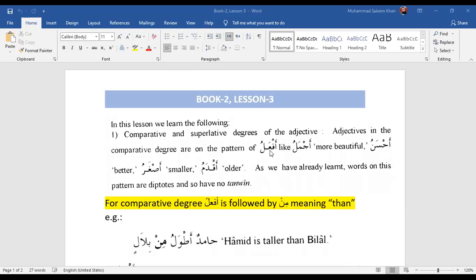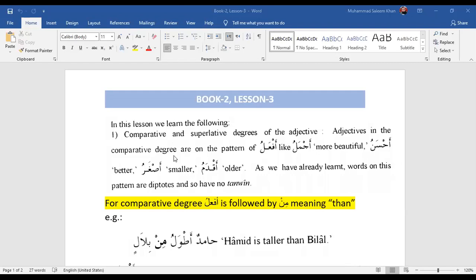Af'alu is a noun that comes on the pattern of af'alu and is partially flexible, right? Partially. That means it does not accept tanween. For example, Ahmadu, Akbaru, Asgharu, Aslamu. So the word that comes on the pattern of af'alu is used for comparative and superlative degrees.